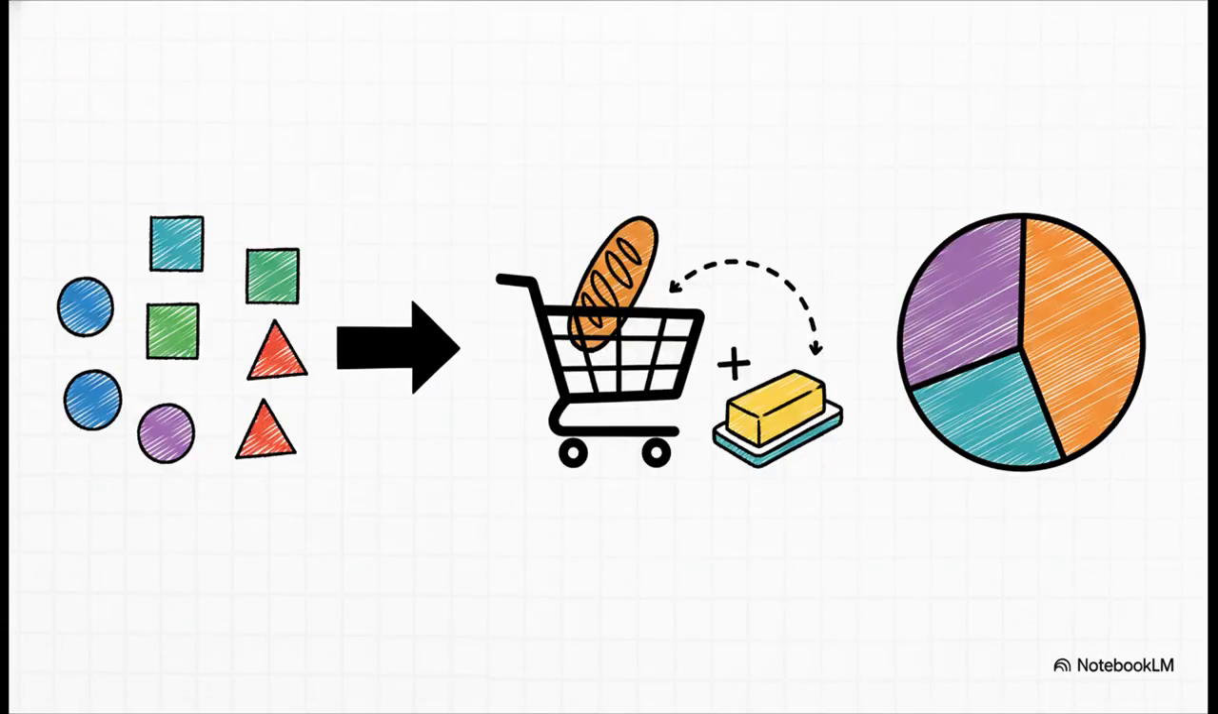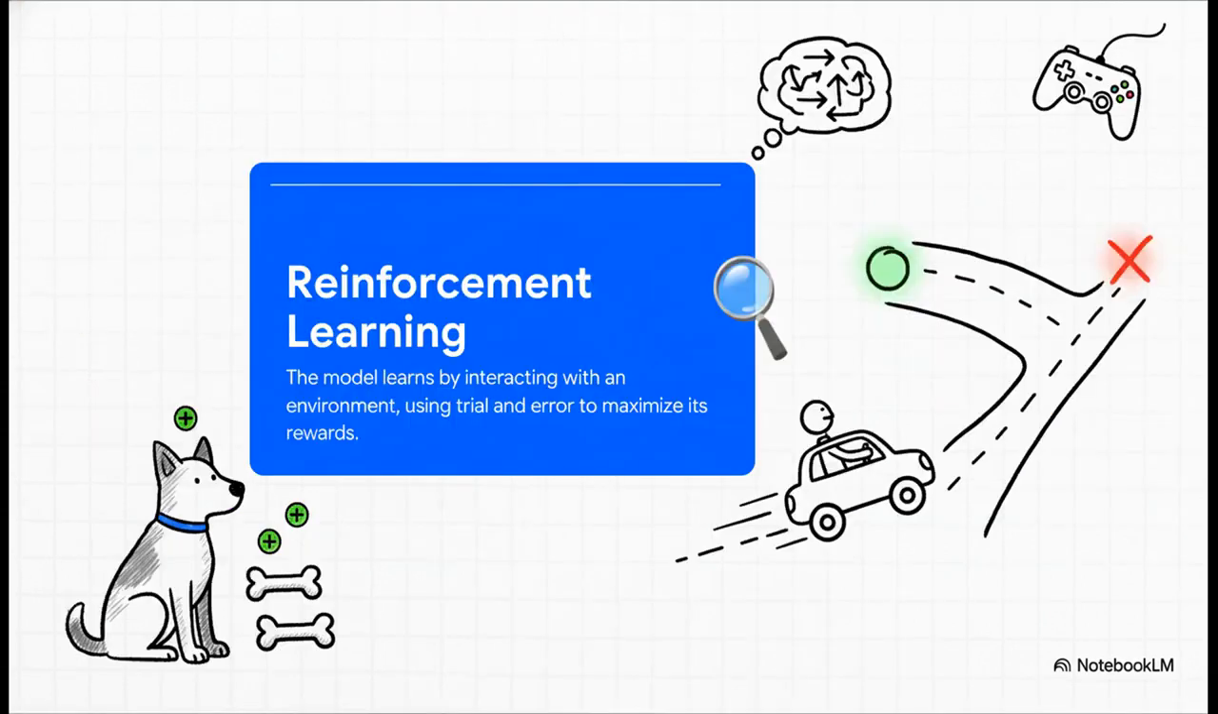And trust me, this is used everywhere. Think about how a company like Amazon groups customers with similar shopping habits together. That's clustering. Or how a supermarket might figure out that people who buy bread also tend to buy butter. It's perfect for when you want the data to surprise you and reveal patterns you didn't even know to look for. And now for our last blueprint, reinforcement learning.